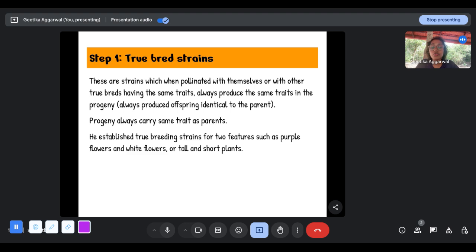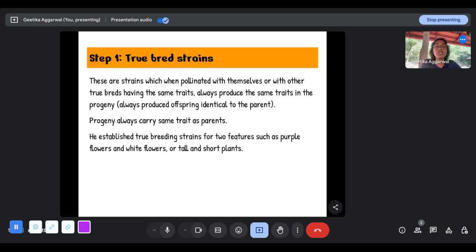And he established true breeding strains for two features, such as purple flowers and white flowers, or tall plants and short plants. So the two traits that he was comparing, or the one trait that he was comparing, and the two phenotypes in that trait, for example, if he was comparing flower color, then purple flowers and white flowers were the two strains that he developed. And if he was comparing the plant height, then tall and short plants were the strains that he developed.